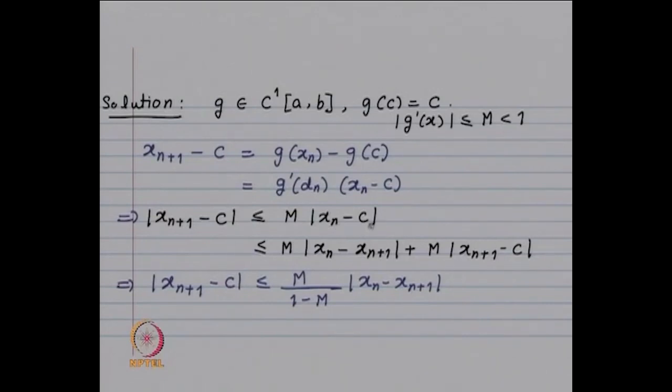Now, here I add and subtract x n plus 1. So, I write x n minus c as x n minus x n plus 1 plus x n plus 1 minus c. Use the triangle inequality. So, it is less than or equal to m times modulus of x n minus x n plus 1 plus m times modulus of x n plus 1 minus c. Take this term on the other side, and then you will get modulus of x n plus 1 minus c less than or equal to capital M divided by 1 minus m times modulus of x n minus x n plus 1. So, this is the error in the successive iterates, this is going to be the error in the n plus first iterate, and we have related these two errors.